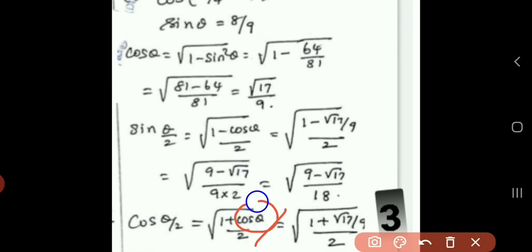Then I want to find the value of cos theta by 2. Cos theta by 2 equals root of (1 plus cos theta) by 2. Here also I want to substitute the value of cos theta as root 17 by 9. And then I want to take LCM and simplify everything there.